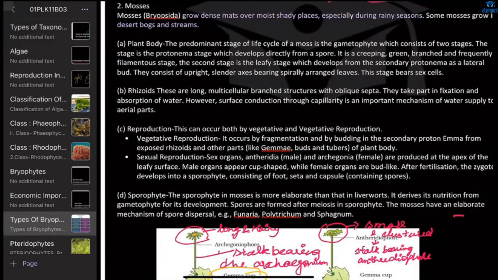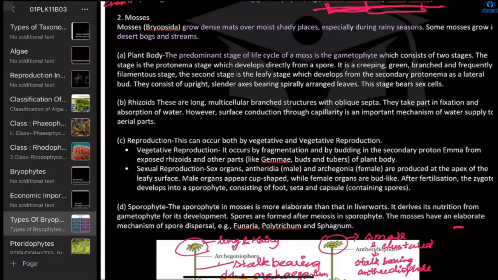Their plant body is predominant. The predominant stage of the life cycle of a moss is the gametophyte. Predominant में ही gametophyte क्या है? Dominance से ज़्यादा है. And post means कि जब वो secondary protonema formation करता है, तो उसमें gametophyte क्या रहता है? Fully dependent नहीं रह जाता. Sorry, gametophyte fully dominant नहीं रह जाता.